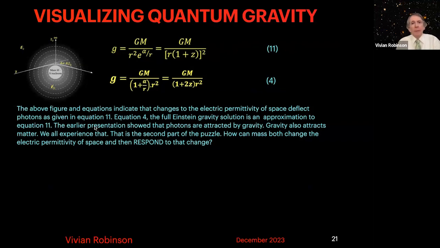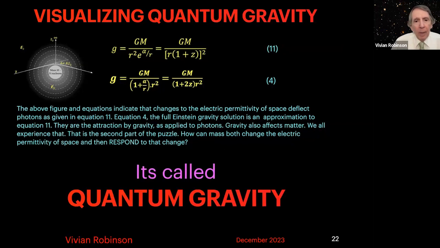The earlier presentation showed that photons are attracted by gravity. That's what this is all about. But gravity also attracts matter. We all experience that. And that is the second part of the puzzle. How can mass both change the electric permittivity of space and then respond to that change? Well, it's called quantum gravity. So let's get on with it.